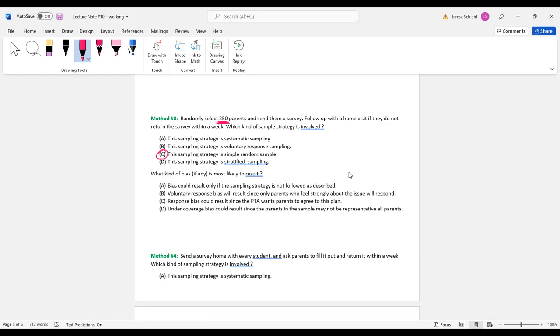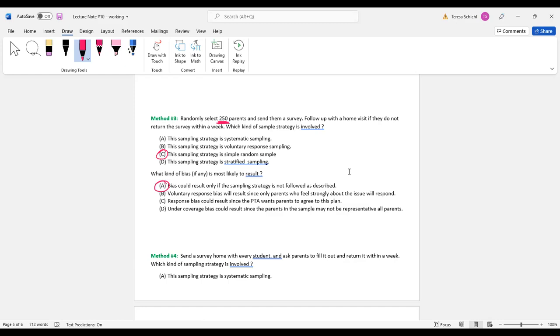Okay, so for here, the bias can only result if the sampling strategy is not followed as described. What I mean is, you send out the 250 surveys, right? If only 200 parents respond, then 50 parents don't respond. If I don't follow up with a home visit to get their opinion, then I'm going to miss those 50 people's opinions. That could be the bias, right? Maybe they don't support the policy, or they don't want to respond, or they don't care about the policy.